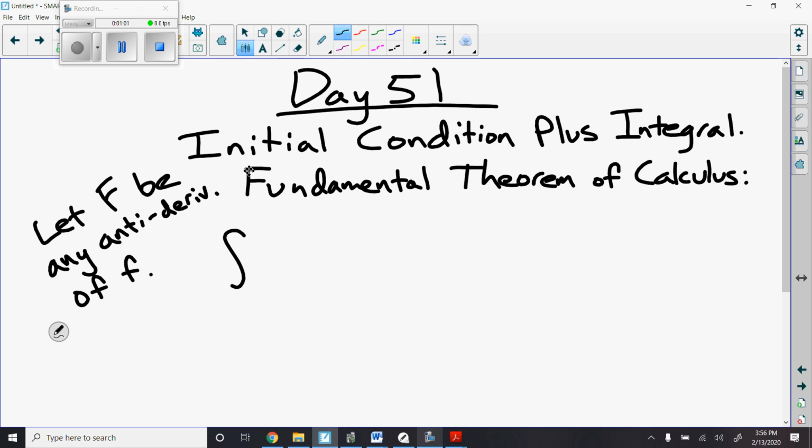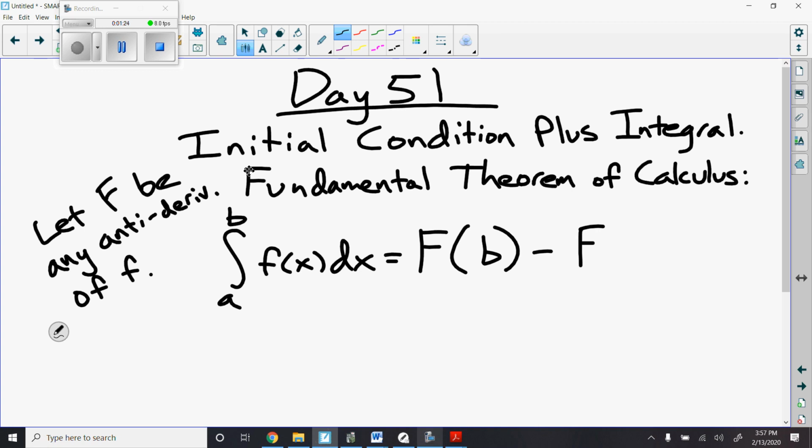So once again, we have this idea of we're letting capital F be any antiderivative of lowercase f. So we remember the integral from a to b of f of x dx gives us capital F of b minus capital F of a. So that's an equation that we know. That's what you guys just used on the test today to evaluate definite integrals.